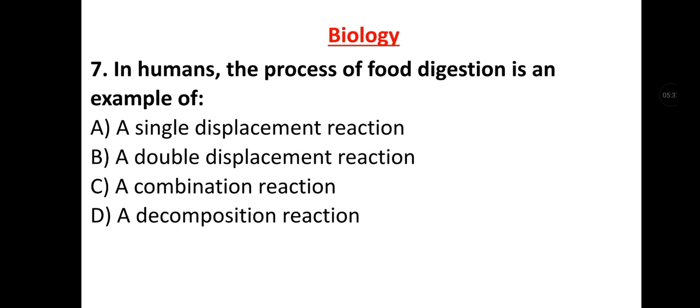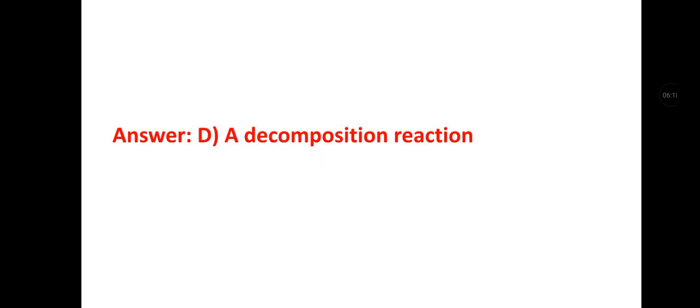Biology. Question number 7. In humans, the process of food digestion is an example of option A, a single displacement reaction, option B, a double displacement reaction, option C, a combination reaction, option D, a decomposition reaction. As you know, the answer is option D, a decomposition reaction. Food digestion means breaking down complex molecules such as carbohydrates, fats and proteins into simple glucose for energy. So it's a decomposition reaction. Option D.